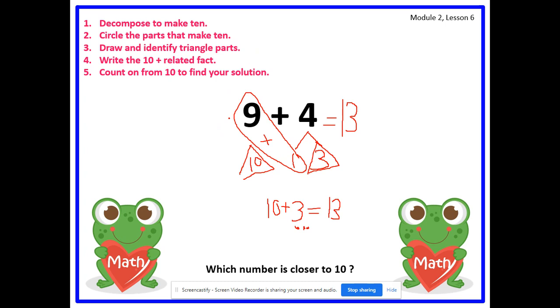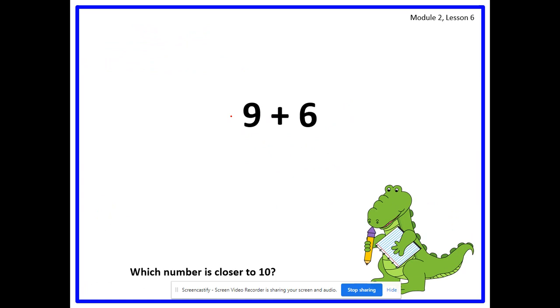Let's go ahead and read the number sentence now, starting with 9. Get ready. 9 plus 4 equals 13. Awesome job. We are doing great. Next expression. Markers and pencils should be parked.